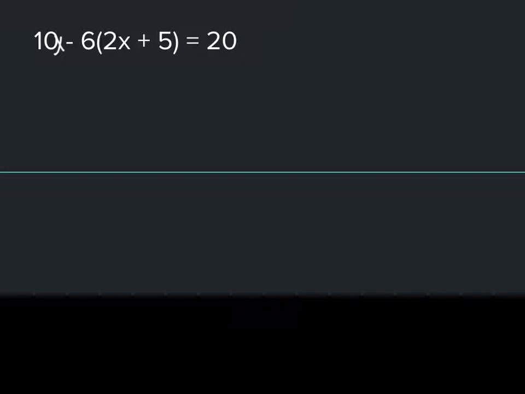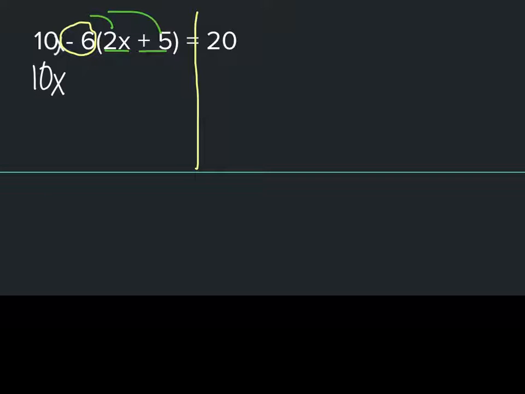Let's go ahead and check some of these that you should have done. So first, let's do our equation here. We need to use the distributive property, and we're going to multiply that -6 times 2x and 5x. When I do that, first off we get 10x. -6 times 2 is -12x. -6 times 5 is -30, and that's going to equal 20.